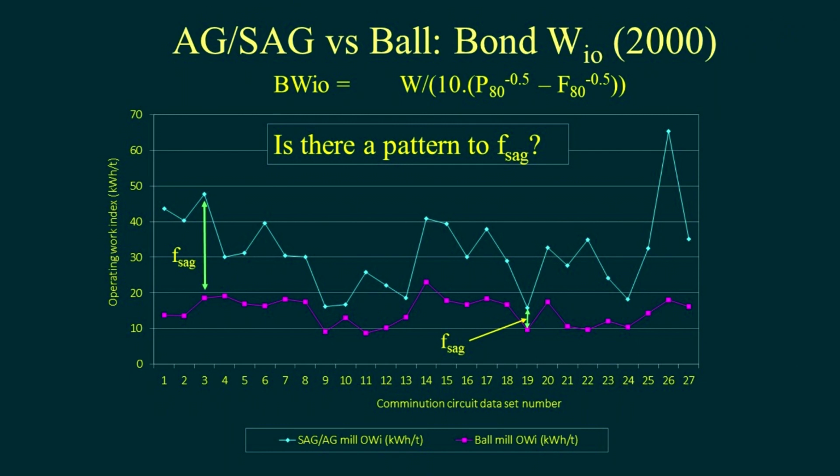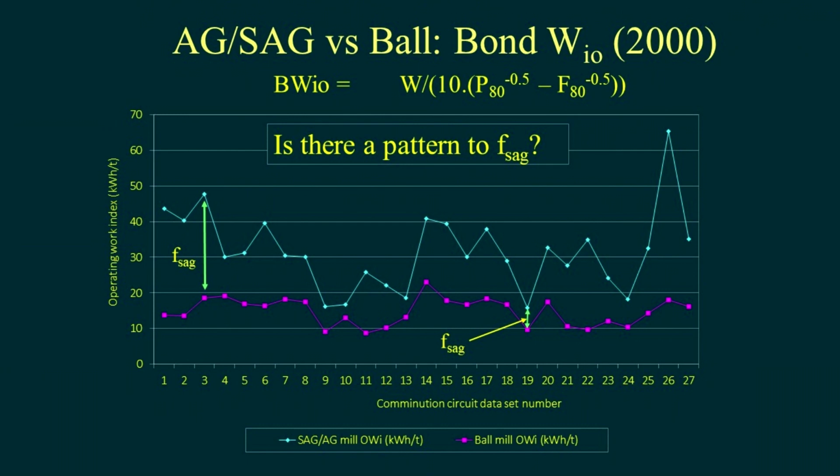So I thought if I could find some pattern between FSAG and something, maybe it was the type of circuit, maybe it was the ore type, anything. I was looking for anything I could find that I could generate an equation. What did I do? Look at data. And at that time, I had something like 27 different circuits that at that point in my life, I had surveyed, and I had collected data to do with the SAG mill circuit and the ball mill circuit.